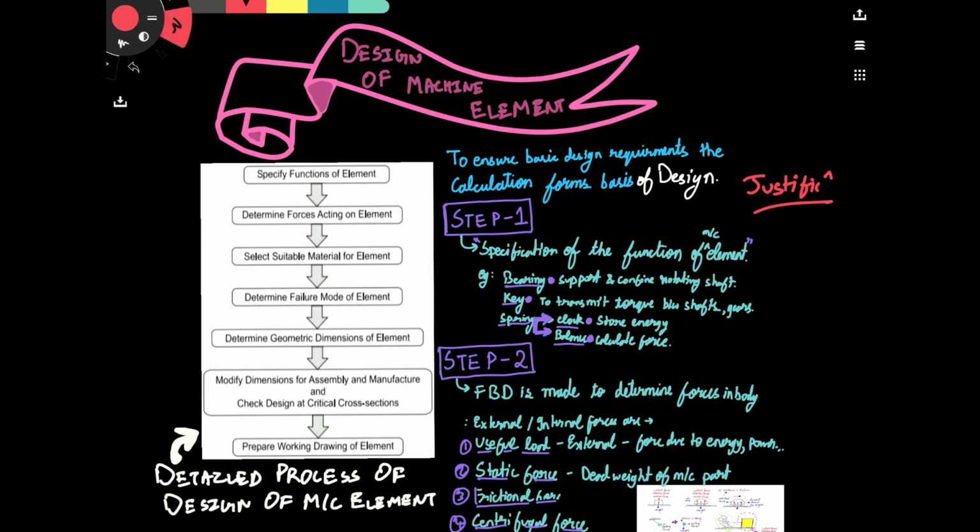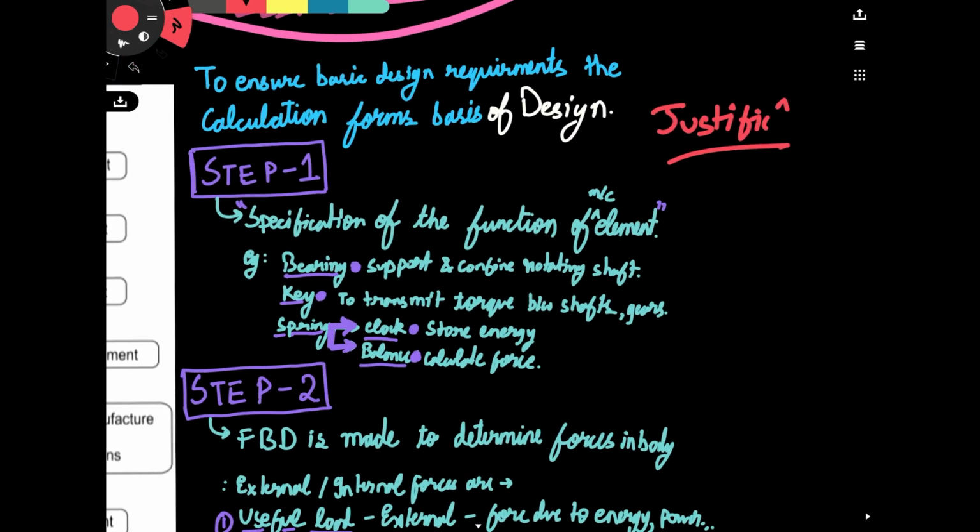So let's first start with step number one. What actually is step number one? The specification of the function of the machine element, right? So what does this mean? This lecture might be a bit long, but it forms the basis of the entire machine design series, or product design, whatever you would say. I've already cleared that up in the previous lectures also, so I'll just stick to the word machine design. This lecture is very important, so I request you guys to pay more attention. So the first step is specification of the function of the machine element.